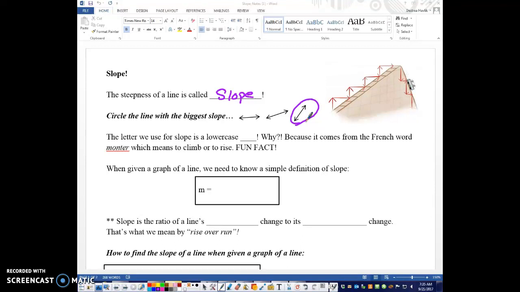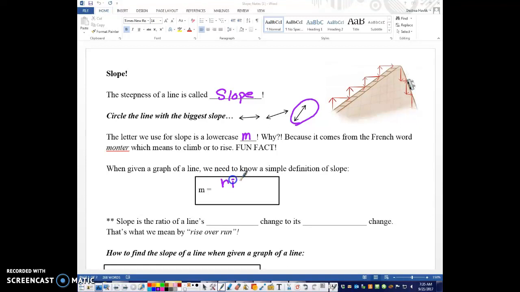The letter we use for slope is a lowercase m. Why do we use this? Because it comes from the French word monter, which means to climb or to rise, which is a neat little fun fact.